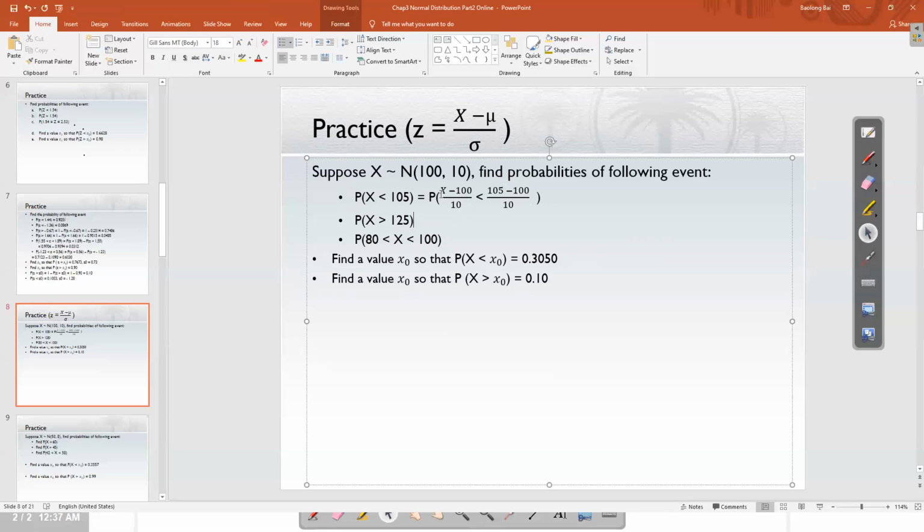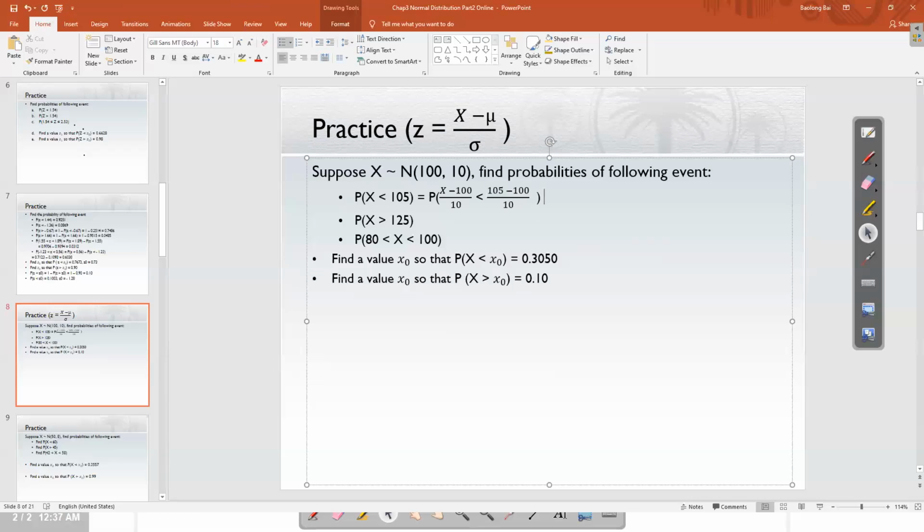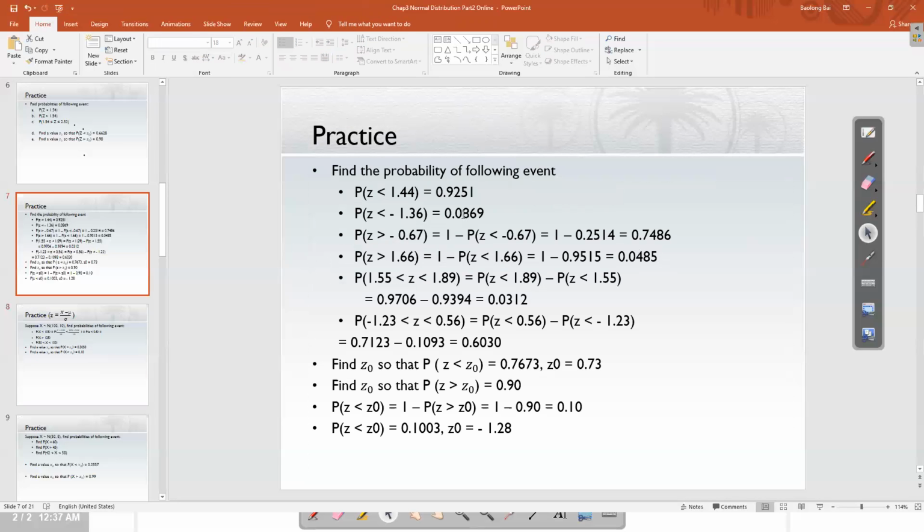And then when you look at this, x minus mu divided by sigma, that's the definition of z, right? So this will become the probability of z, and then keep the sign as is. And on the right-hand side is our number. We can calculate it. 105 minus 100 is 5. 5 divided by 10 is 0.5. So then the x event probability becomes a z event probability. And we know how to look this up, right? So just like this, right?